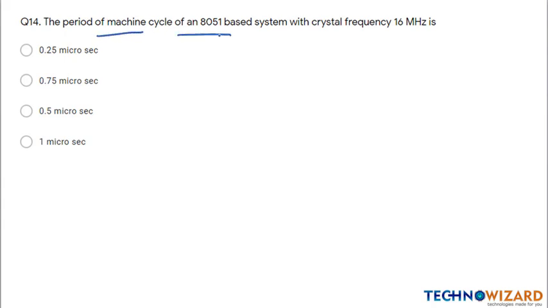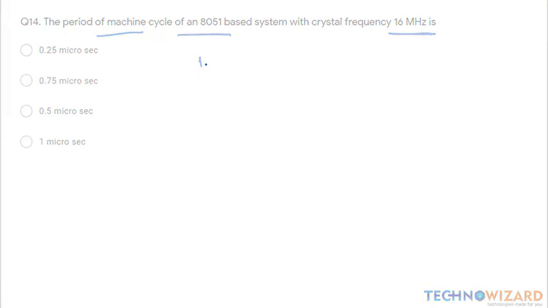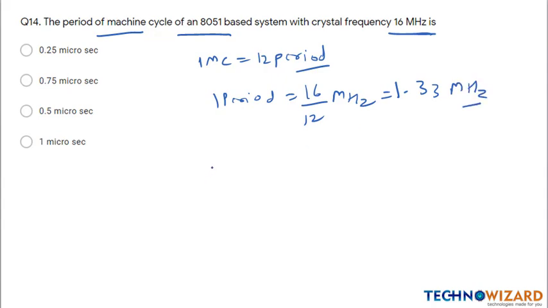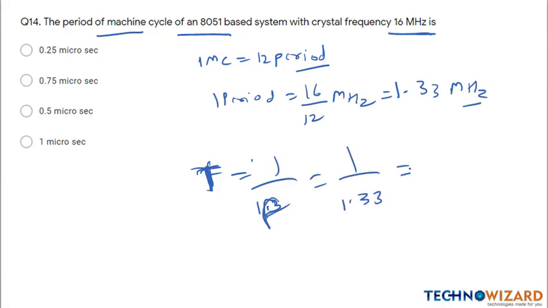The period of a machine cycle of an 8051 based microcontroller with crystal frequency 16 megahertz. We need the period of one machine cycle, and we know that one machine cycle is equal to 12 periods. So the frequency will be 16 divided by 12 megahertz, which is 1.33 megahertz. Then we have to find the time period. Time period is equal to 1 upon frequency. So 1 upon 1.33 megahertz comes out to be 0.75 microsecond, approximate answer. Option B is the correct answer.